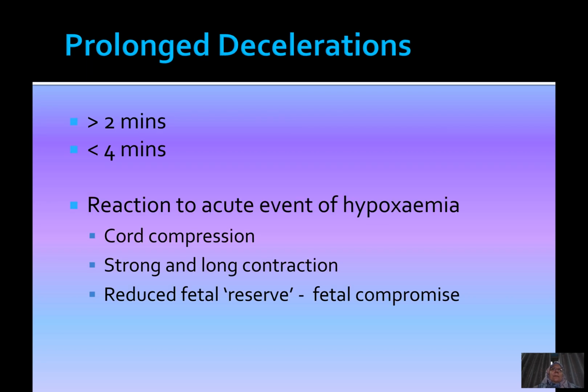So what is the significance of a prolonged deceleration, such as we have seen in the CTG just before? This is the reaction to an acute event of hypoxemia. So it could be cord compression, it could be a very strong and long contraction, and such a contraction can sometimes be induced by induction of labor, or it could be reduced fetal reserve, fetal compromise that shows itself for the first time as a prolonged deceleration. Then you see that the fetus rallies and recovers from it, but you have to keep a very close eye on such fetuses that show prolonged decelerations, because they can also be due to a reduced fetal reserve, which means that if contractions continue, get stronger, and so on, the fetus might not be able to cope with normal labor.